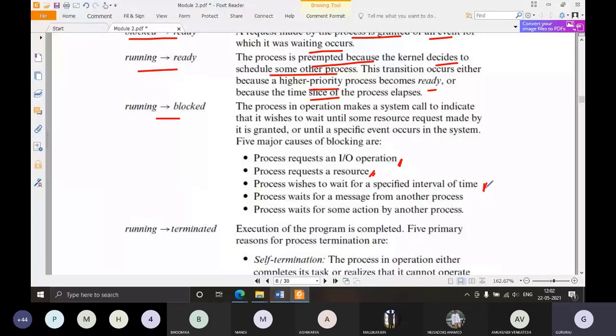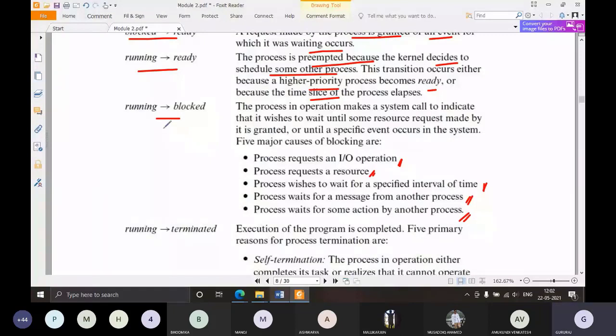The process waits for a message from another process. Whenever process communication is happening, it is waiting for a message to be received from some other process. That message is very important. Without that message, it cannot continue its operation. So in that case also it is blocked. Process waits for some action by another process. So these are the 5 reasons why the process enters the blocked state from the running state.